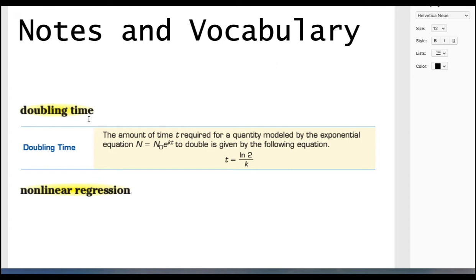The time it takes for a population, or an amount of money, to double can be denoted by this equation here. The amount of time for a quantity modeled by the exponential equation N equals N sub 0, the initial amount, times e to the kt, to double is given with this formula. So if this is the modeling for growth, here is how you will figure out the doubling time. The time will equal the natural log of 2 divided by the constant k.